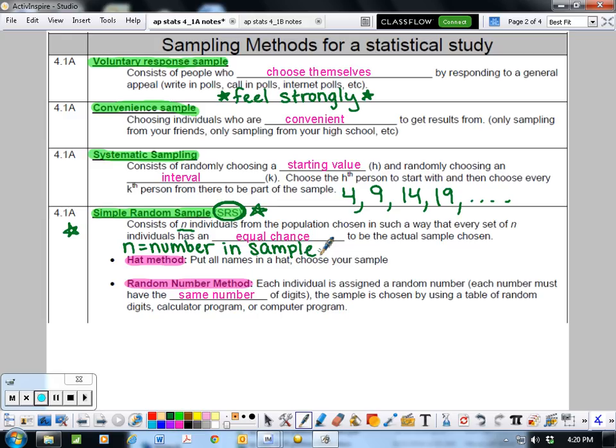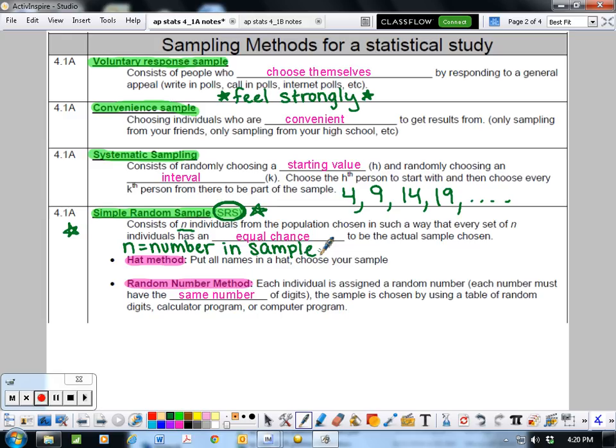We can have a computer randomly pick people to be in our sample. What we tend to use the most is a random number table, and you have an example of one in your notes, and I'll also print one off for you guys, so that way as we're working on stuff we can practice with them. With a random number table, every individual in your sample, so it could be animals or whatever, is going to be assigned a number. And every number has to have the same number of digits.